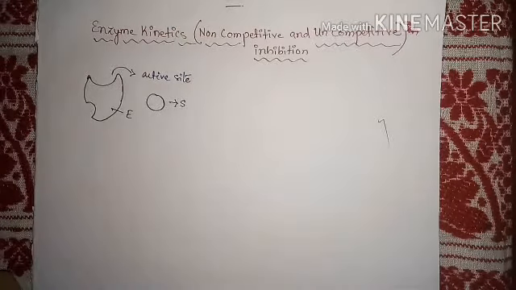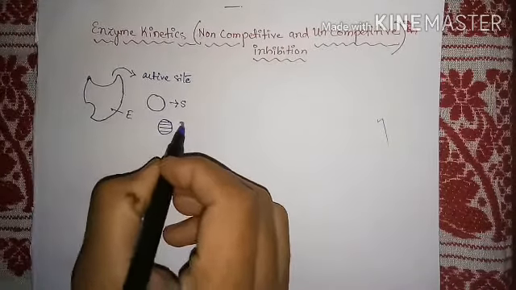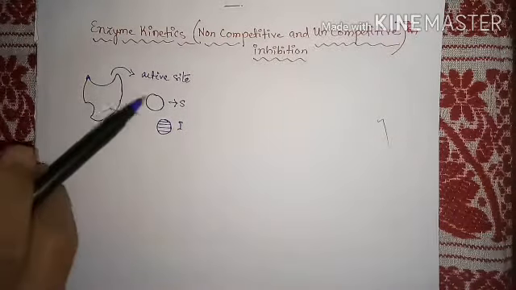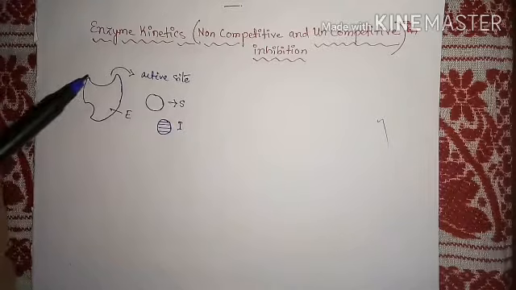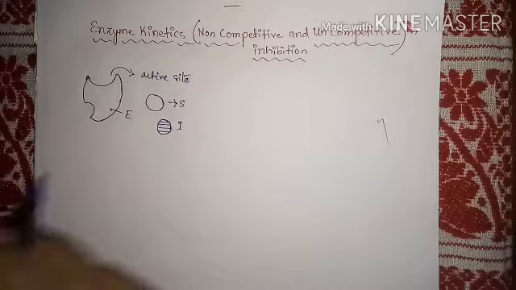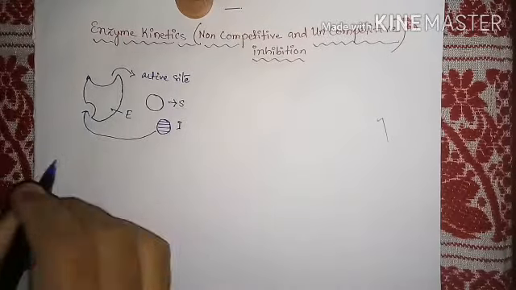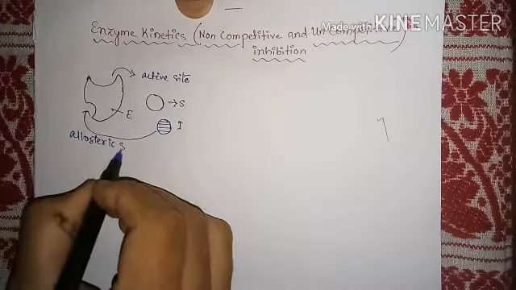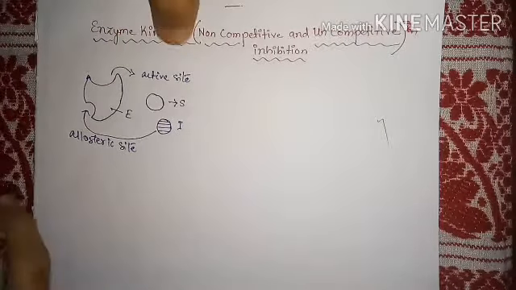But in case of non-competitive inhibition, what will happen, we have an inhibitor which is I. In the competitive part we have seen that there is a competition between the substrate and inhibitor, as to who will bind in the active site of the enzyme. But in non-competitive inhibition, the inhibitor is not going to bind in the active site. It will bind in a site which is different from the active site. That means it will bind here, which is called the allosteric site. It is known as the allosteric site, and this allosteric site is different from the active site. It is not an active site.